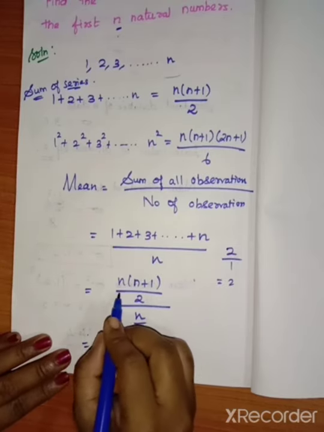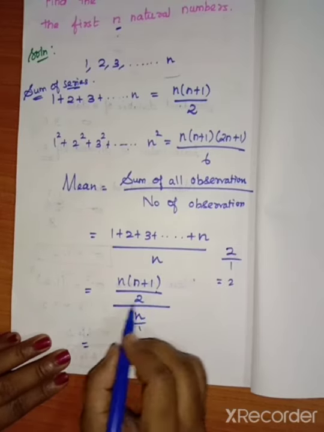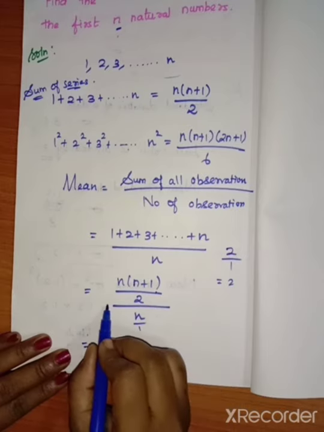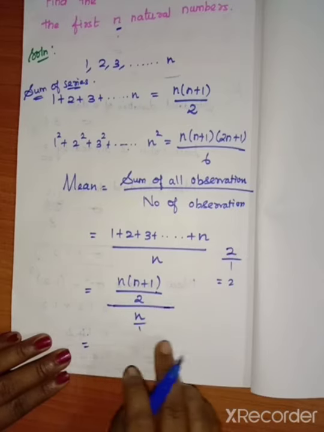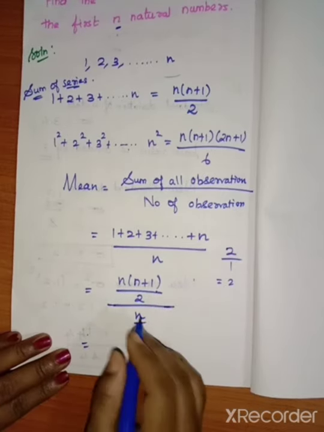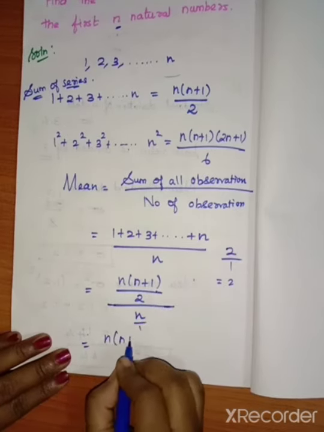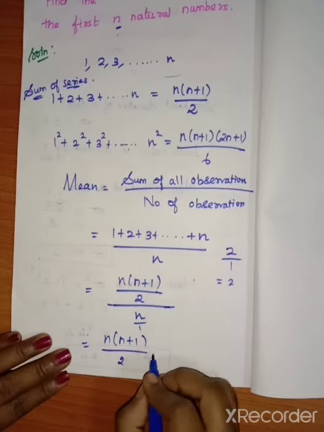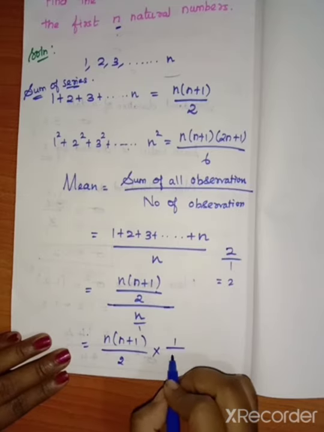So here we have a numerator, one fraction is there. Here also one fraction is there. Here the whole fraction is there. That means the denominator will become its reciprocal, that is n into n plus 1 divided by 2 into 1 by n.